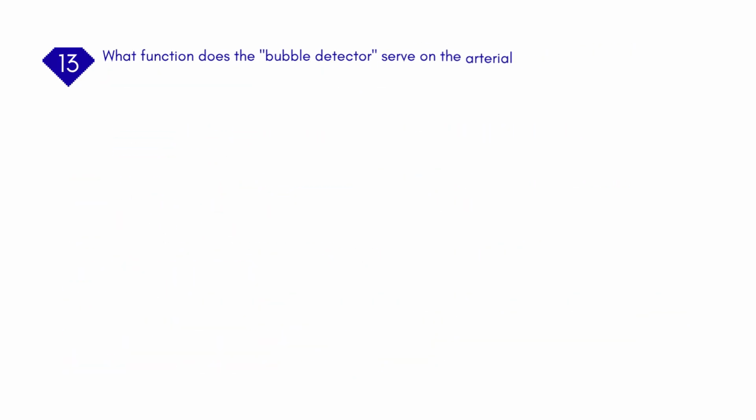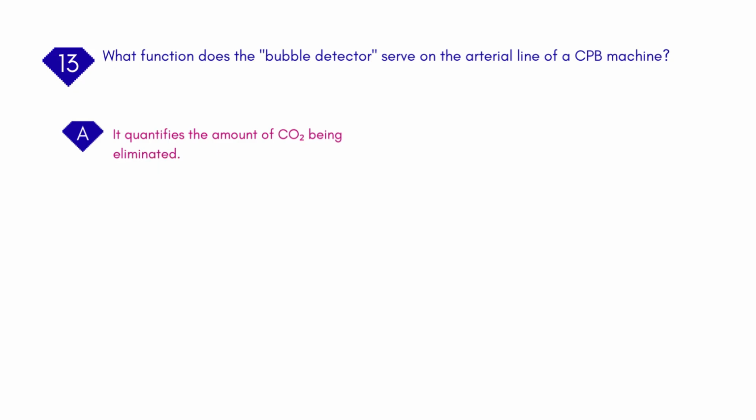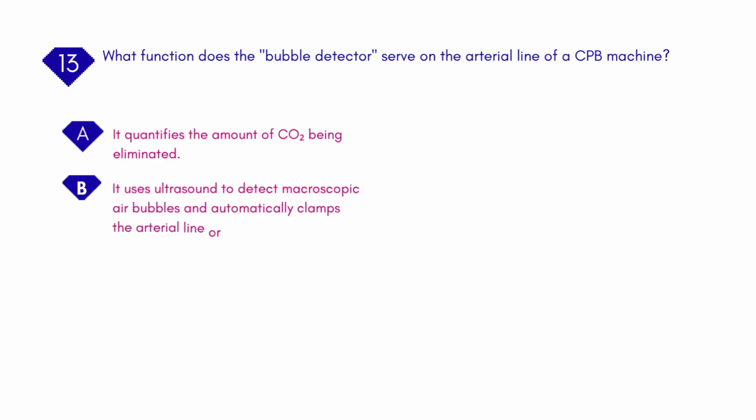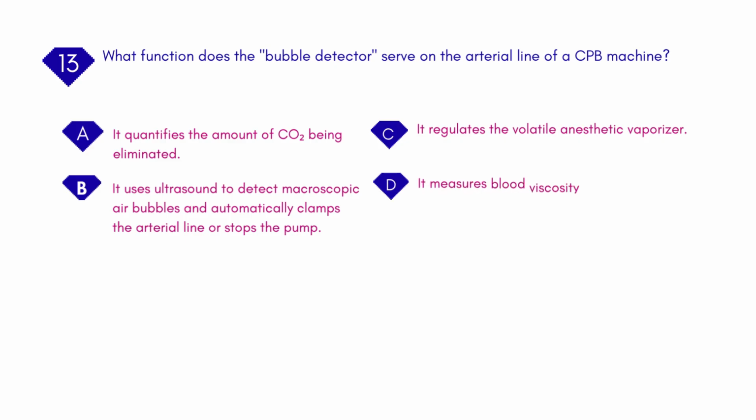What function does the bubble detector serve on the arterial line of a CPB machine? A. It quantifies the amount of CO2 being eliminated. B. It uses ultrasound to detect macroscopic air bubbles and automatically clamps the arterial line or stops the pump. C. It regulates the volatile anesthetic vaporizer. D. It measures blood viscosity changes.